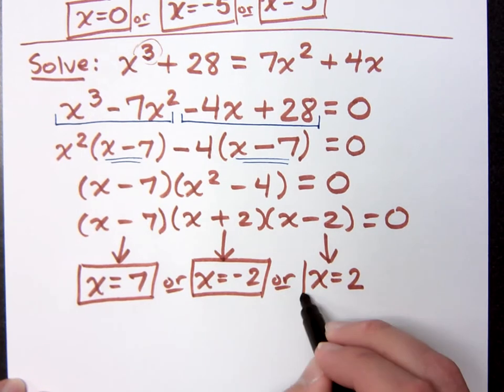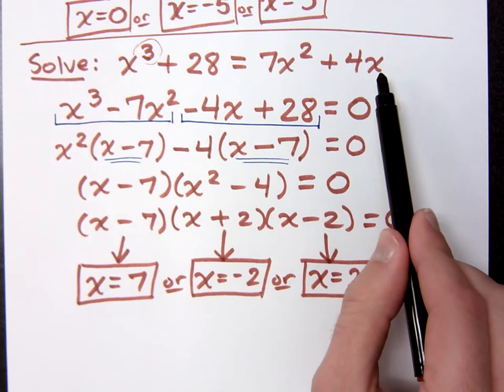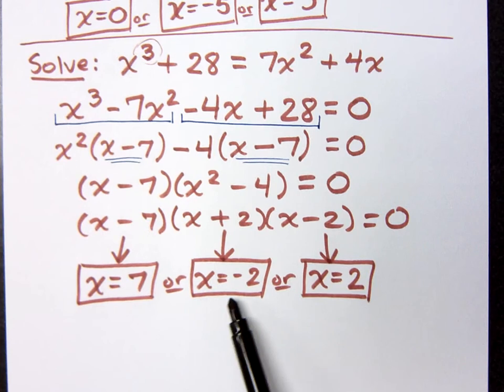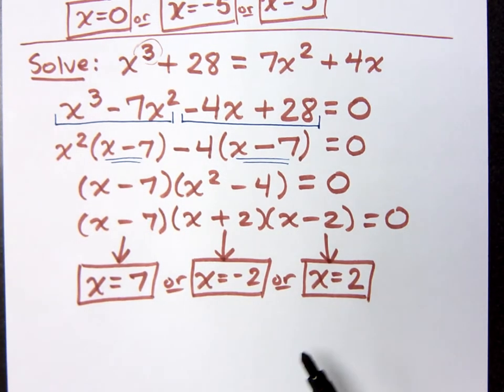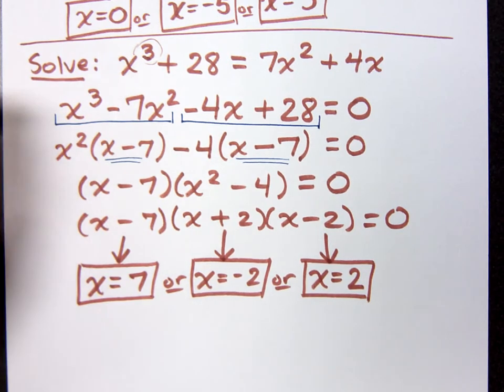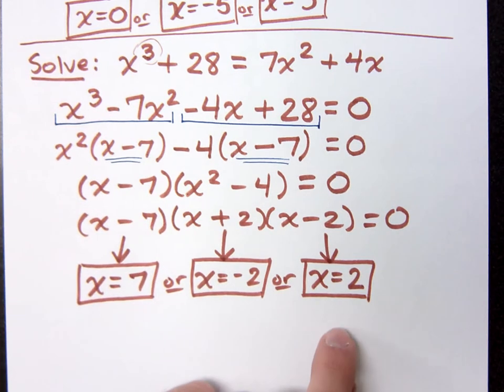If you were to plug these back into the original equation individually, one at a time, like replace all the x's with 7, that should check out. Replace all the x's with negative 2, that should work out. Or if you replace all the x's with positive 2, that would give you a true statement as well. Any questions about this problem? So you see how it requires us to know how to factor by grouping and use the difference of squares and use the zero factor theorem. We keep building on what we've learned.